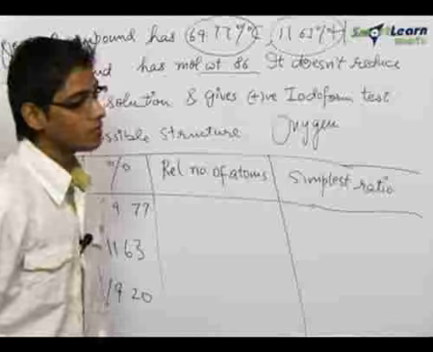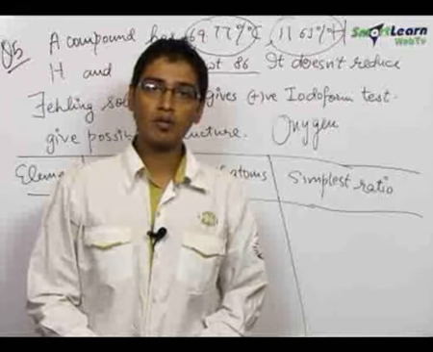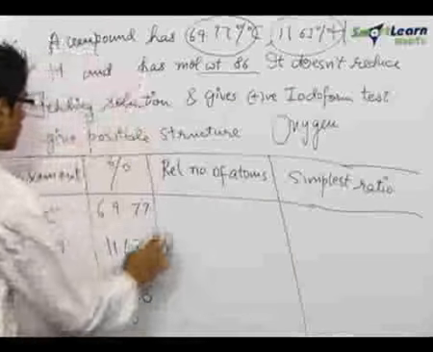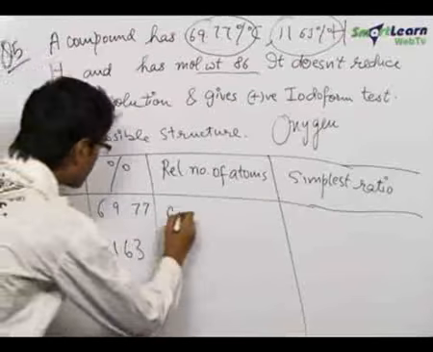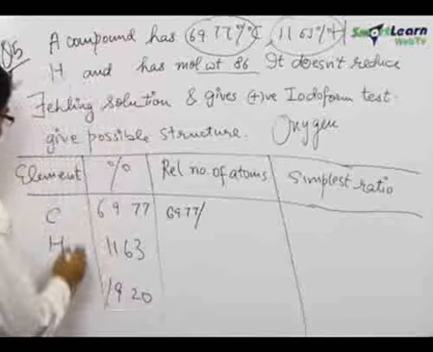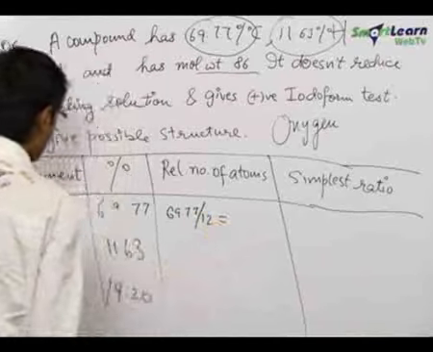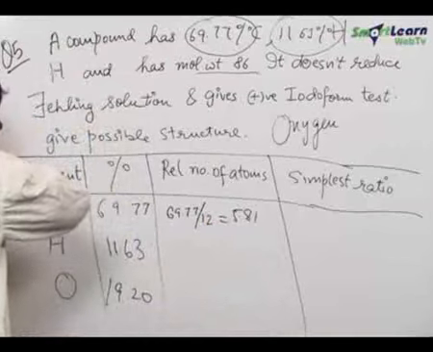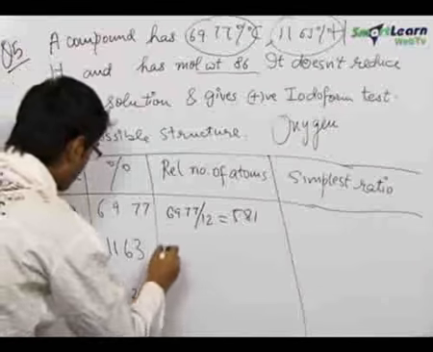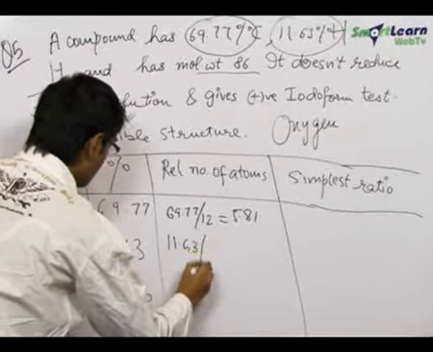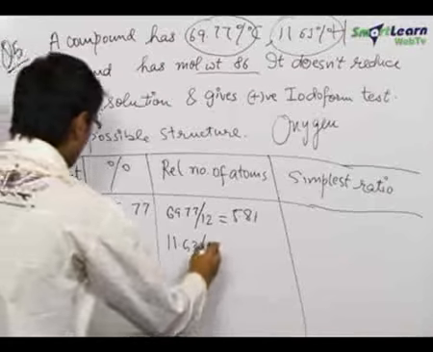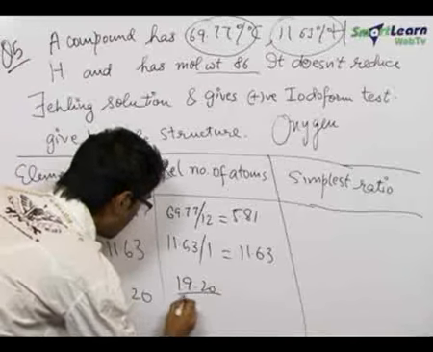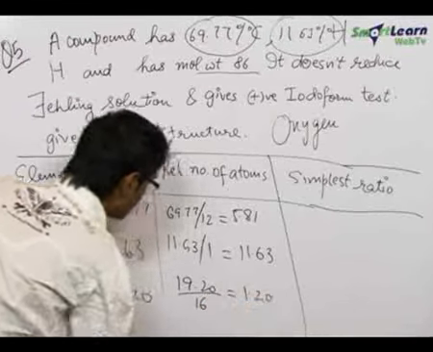The approach of this question is, we'll first find out the empirical formula of this compound, and from this empirical formula we'll find out the molecular formula of the given compound. The relative number of atoms is found by dividing the percentage by the atomic mass. For carbon, which is 12, we get 5.81. For hydrogen, 11.63 divided by 1, we get 11.63, and similarly 19.20 divided by 16 is equal to 1.20.